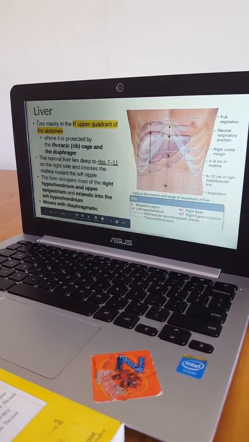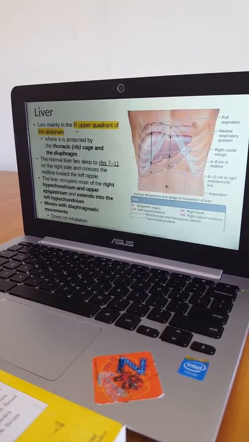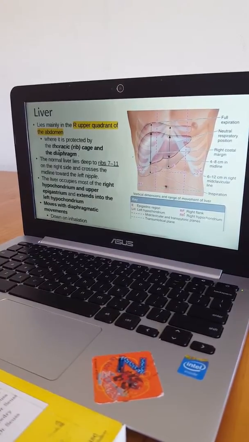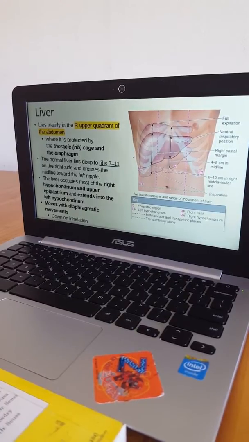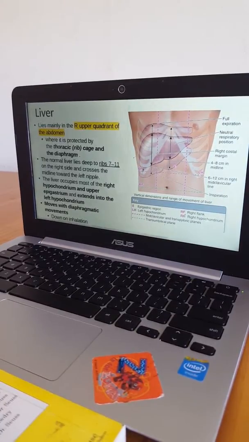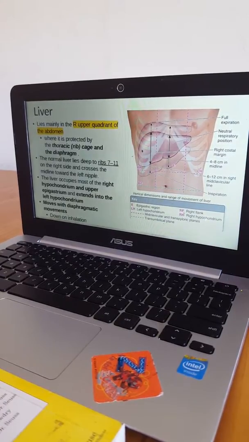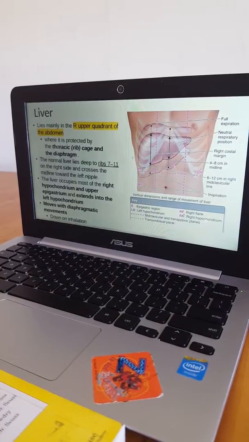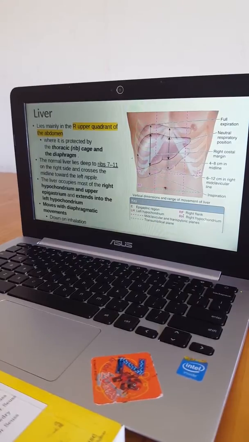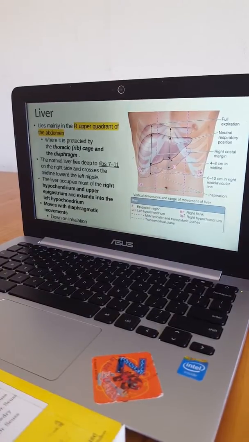Next slide. As we did from the picture, I'm just revising it. It lies mainly in the right upper quadrant of the abdomen, MCQ, where it is protected by the thoracic rib cage and the diaphragm. Now the levels. The normal level lies deep to ribs 7 to 11, right? So 11, 10, 9, 8, 7, pretty much here, on the right side, and crosses the midline toward the left nipple. You can see this is the left nipple and it is pointing towards the left side.